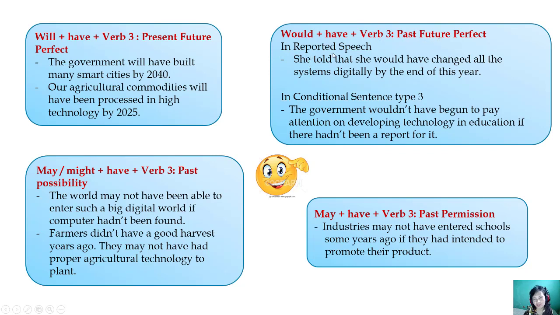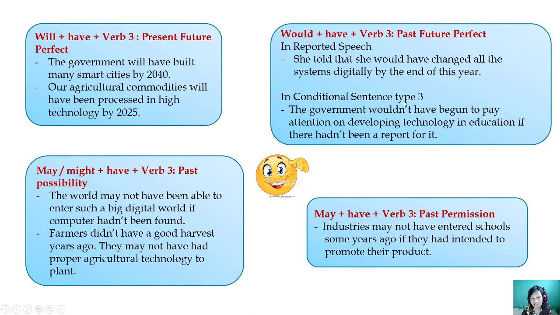The first is in reported speech. This comes from direct speech that has the present future perfect. Then we change it into reported speech. If the main verb here is in the past, we change this into the past. So she told that she would have changed all the system digitally by the end of this year. The direct speech is: I will have changed. So it is present future perfect and then becomes past future perfect.